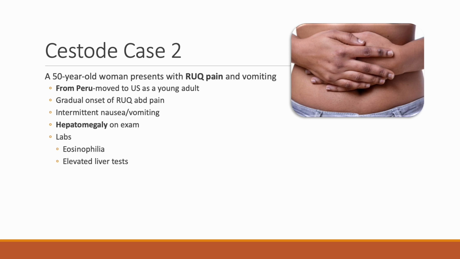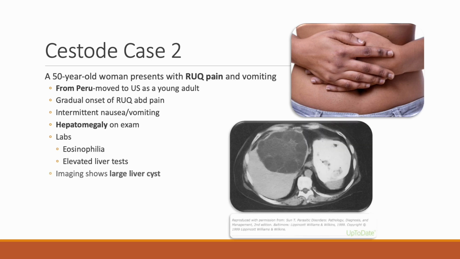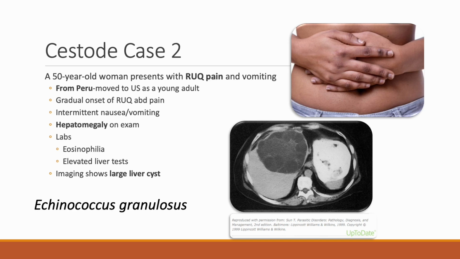On examination, you note hepatomegaly. Labs indicate both eosinophilia as well as elevated liver tests. Imaging shows a large cyst in her liver, the image here being from a CT scan. This is a case of Echinococcus granulosus. Before we discuss further the clinical details, Dr. Hillard will cover the life cycle and pathology.